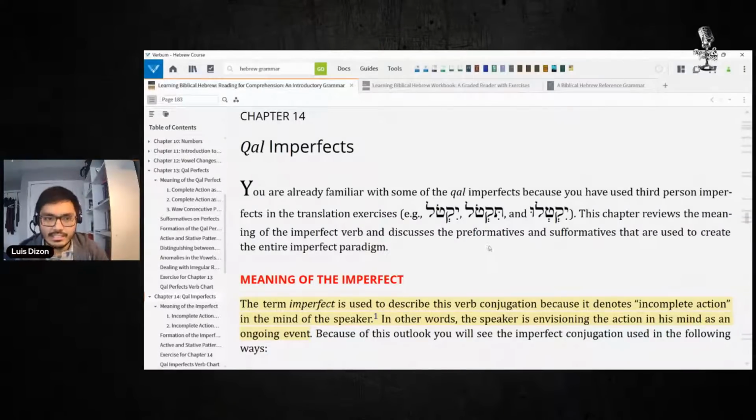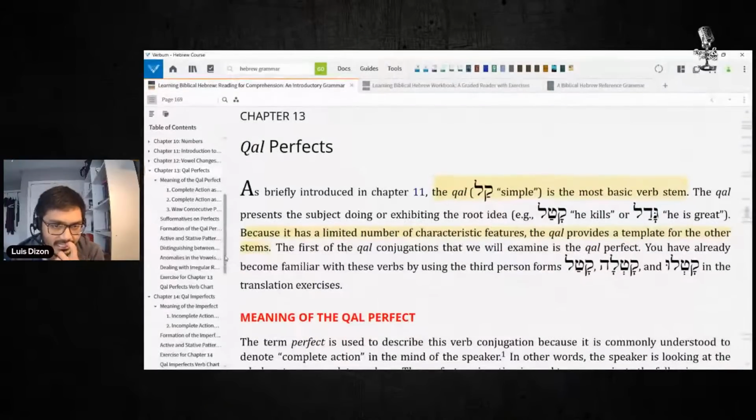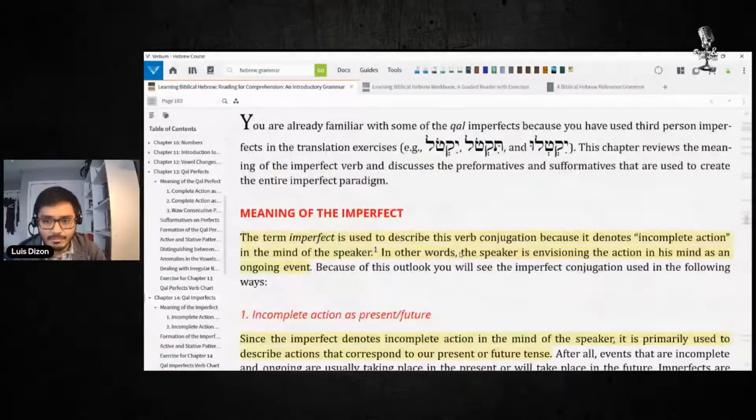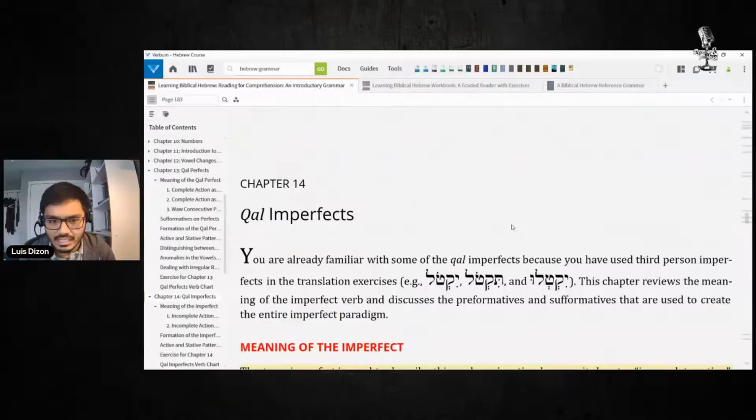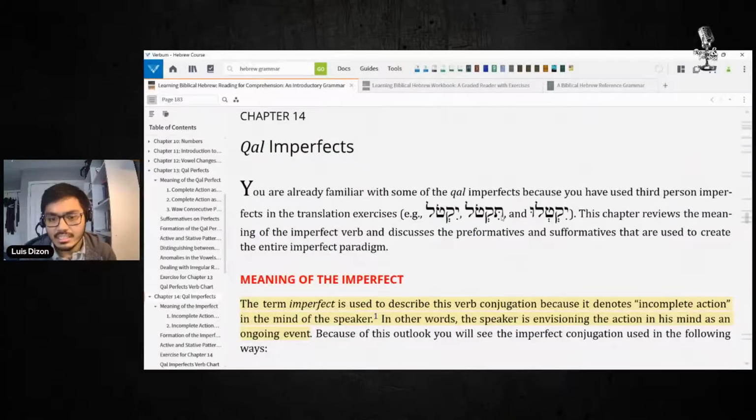That being said, let's get to the Qal Imperfect. We learned what the Qal Perfect was. It represents completed action. The imperfect, by contrast, denotes incomplete action. It's an action that has not occurred yet, or an action that is in the process of occurring. That's the general gist of what the incomplete verb aspect is.